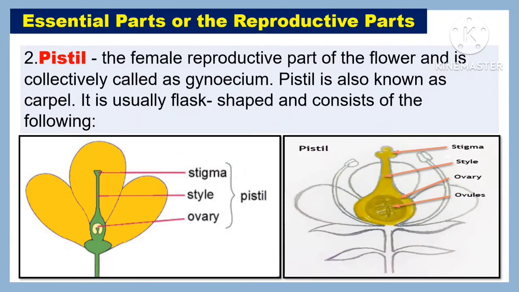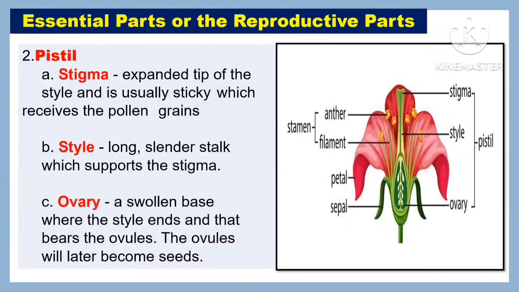Another one is the pistil. The pistil is the female reproductive part of the flower and is collectively called gynoecium. Pistil is also known as carpel. It is usually flask-shaped and consists of the following. The first one is the stigma. It is an expanded tip of the style and is usually sticky, which receives the pollen grains.